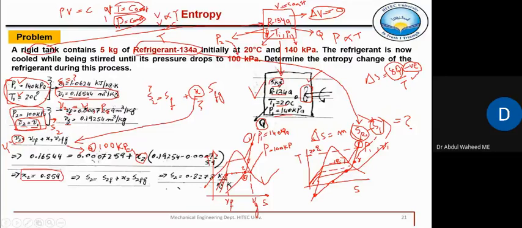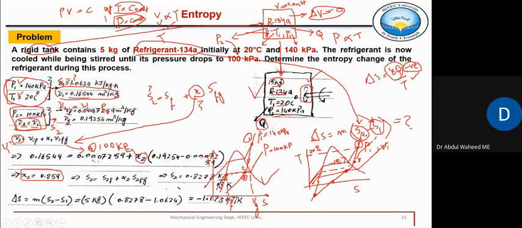So now S2 is calculated, S1 was already calculated. So now we can find out the change in entropy, m into S2 minus S1. These S are small symbols, right, for 1 kilogram of mass. Put in the values, the total mass is 5 kilograms. So the total entropy change comes out to be a negative number. Entropy dropped because heat was leaving that system. So this entropy change is negative, minus 1.173 kilojoules per Kelvin.